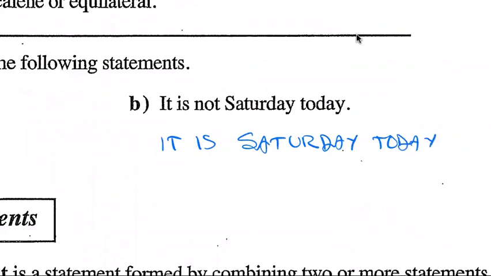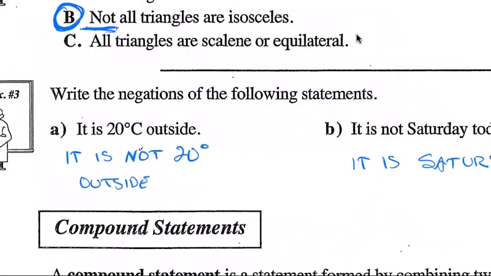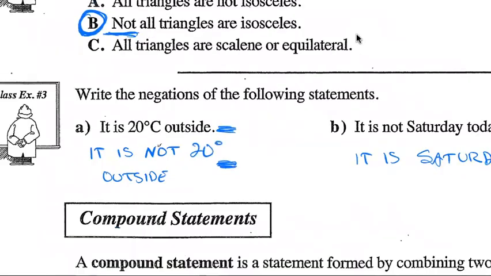You can see that both the statement, 20 degrees outside, and not 20 degrees outside, so both the statement and the negation have opposite truth values. One's true, one's false. Okay? That's always the case.